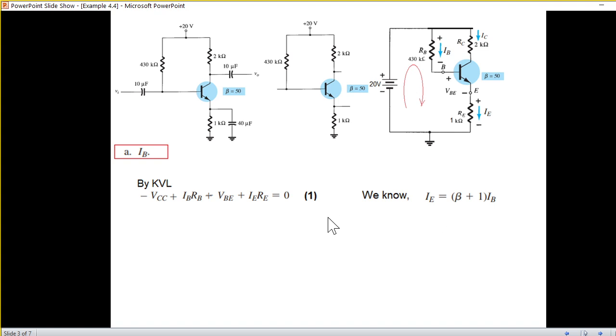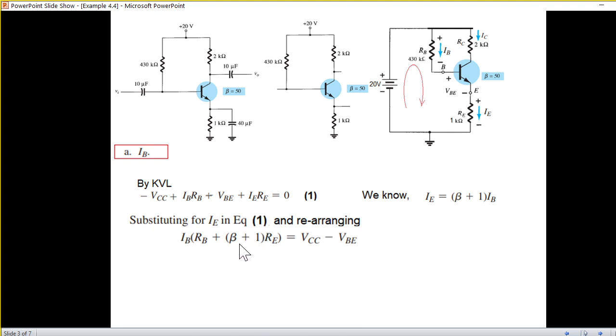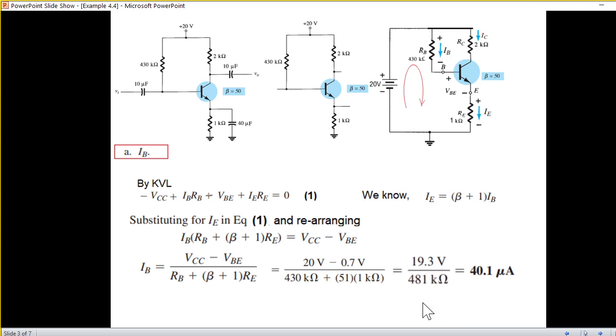Okay. One more thing for simplification. What we will do is we'll use this parameter. The emitter current is actually equal to beta plus 1 times IB. This I hope you know by now. So we'll replace this IE by beta plus 1 IB. So replacing this and then rearranging, from here we can find IB. So this will be the equation for IB. And now we'll plug in the values. And so the current will be 40.1 microampere. So the base current is generally very, very small. So you can see from here, there is a small current.